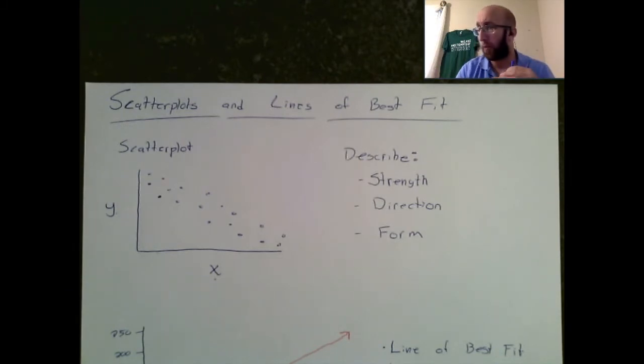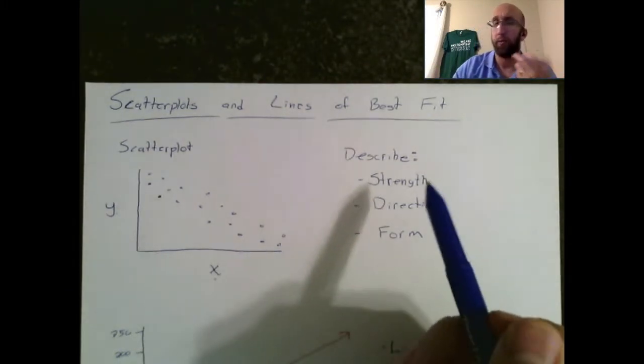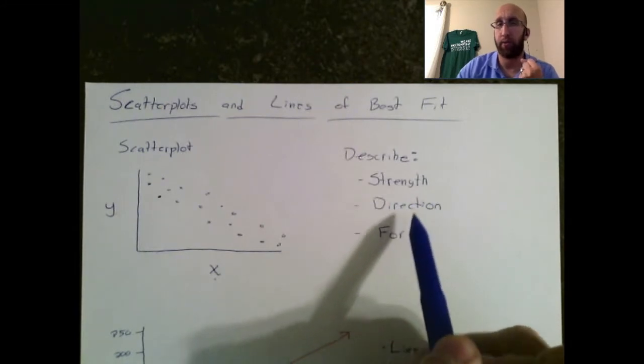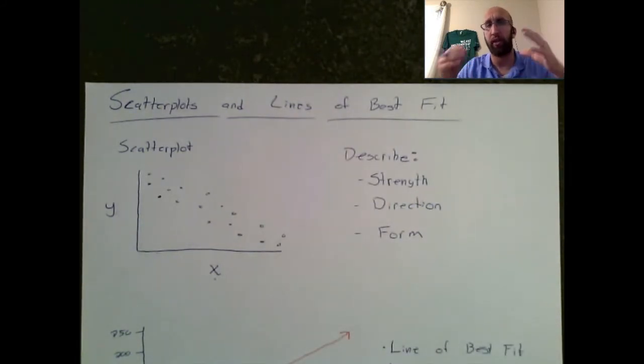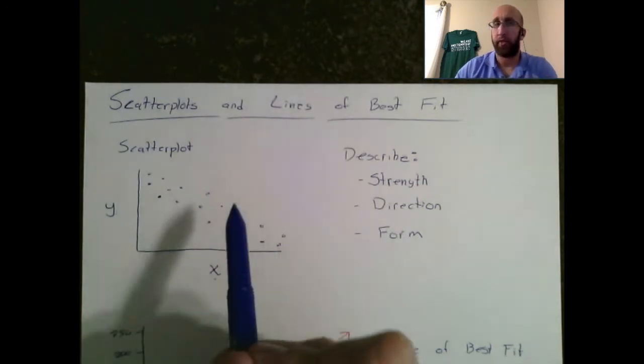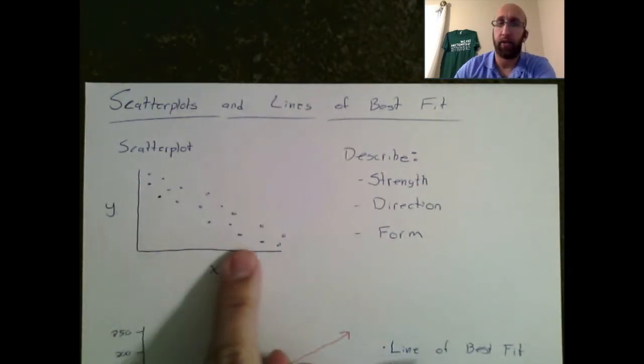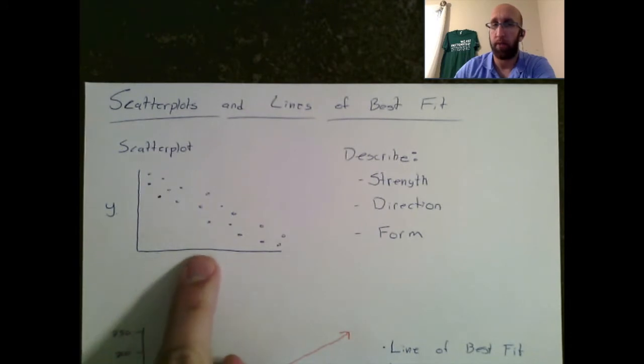When we look at scatter plots, we can describe them and talk about their strength, direction, and form. When we're talking about strength, we're asking: when we plot all these points, do they cluster tightly together or do they really space out? When they're tightly clustered where you can see the pattern, that is very strong strength. When things are really spread out and you're not sure what's going on, that's weak strength.